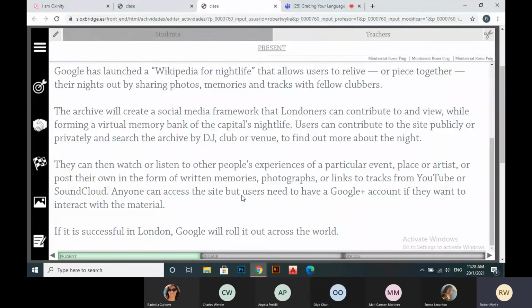Yeah, absolutely. Phrasal verbs in general for a P2 level are difficult. There are some common ones that they might know at that level. But something like this last sentence says it all for me: "If it is successful in London, Google will roll it out across the world." I think of all of my P2 students, whether a P2 student who's just come up from S1 or a P2 student who's ready to go to P3, even the ones on the verge of P3 wouldn't understand that last sentence, I don't think.